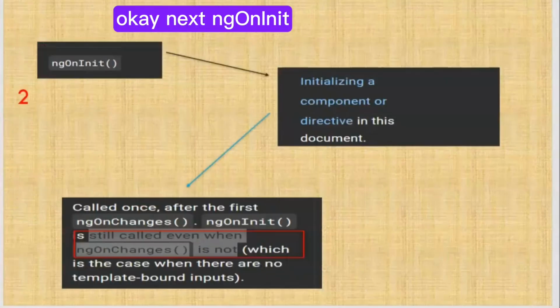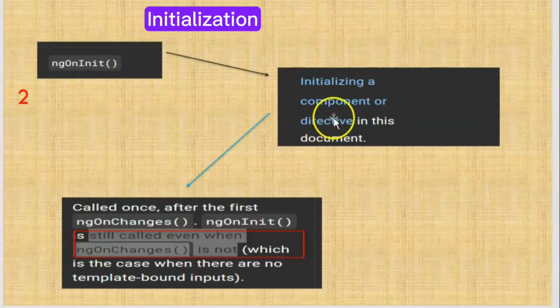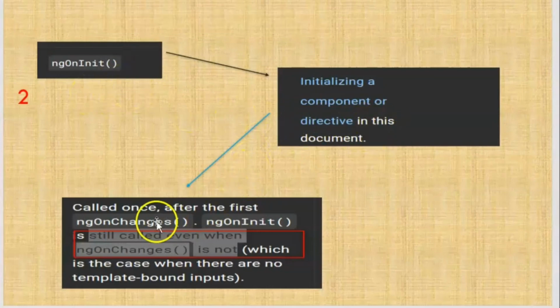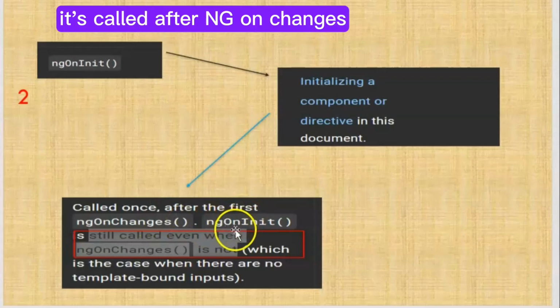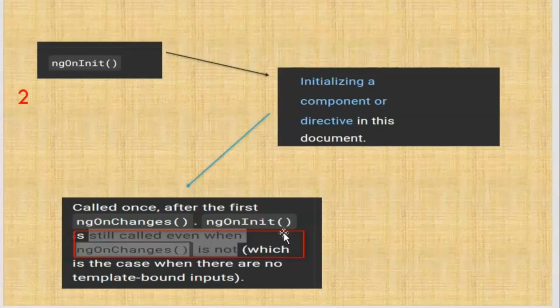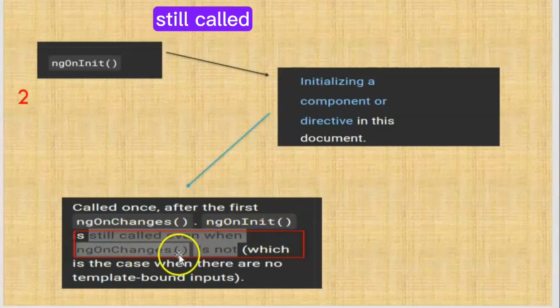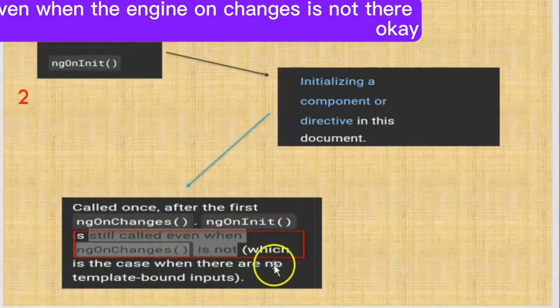Okay, next, ngOnInit. It's basically initializing a component or directive. It's called after ngOnChanges. So let's say ngOnChanges doesn't have an input. It might be called or might not be called, but ngOnInit is definitely called. ngOnInit is still called even when ngOnChanges is not there.